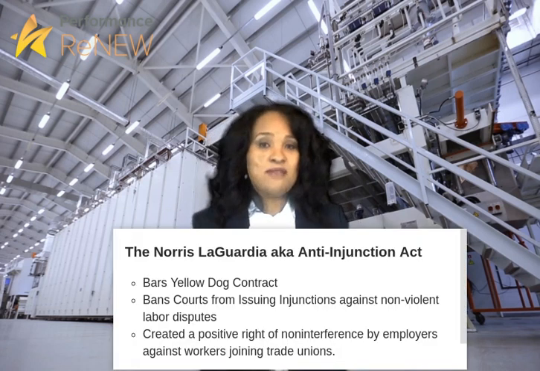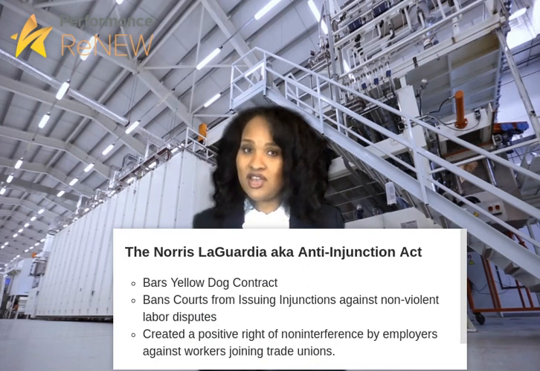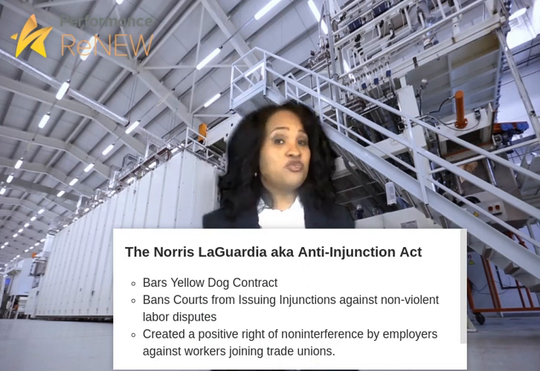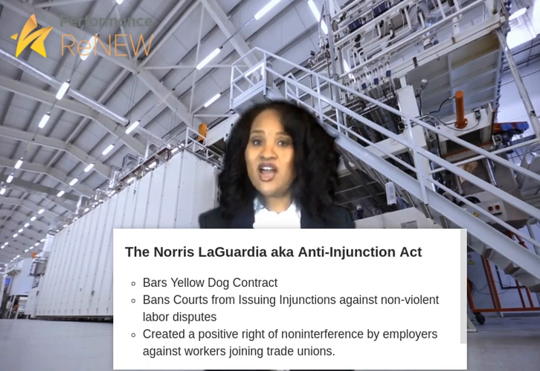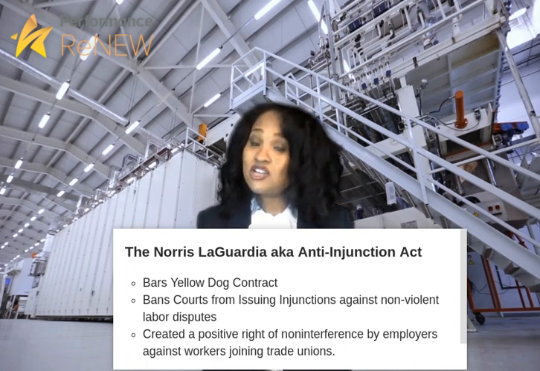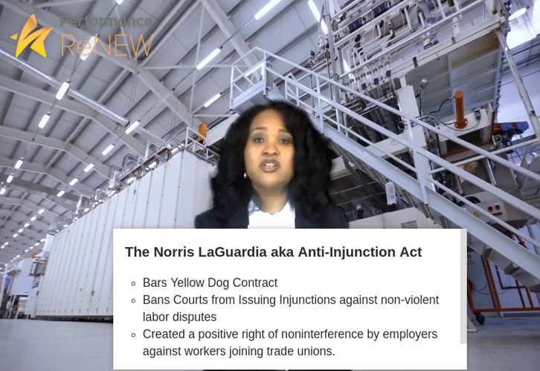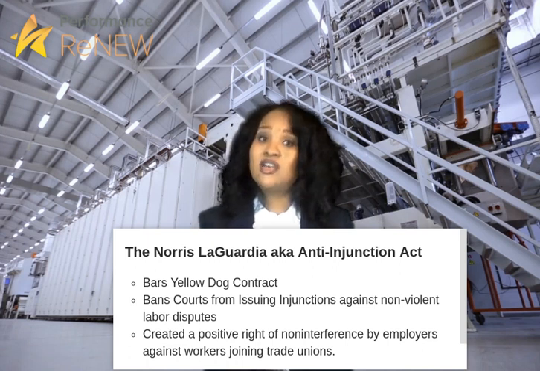Remember, the Norris-LaGuardia Act is also known as the Anti-Injunction Act because it bans yellow dog contracts, barred the federal courts from issuing injunctions against non-violent labor disputes, and created a positive right of non-interference by employers against workers for joining trade unions. That's not the correct answer.